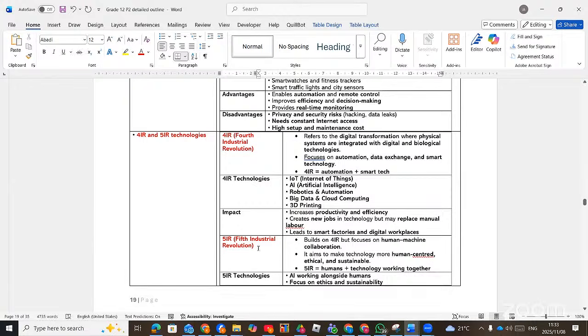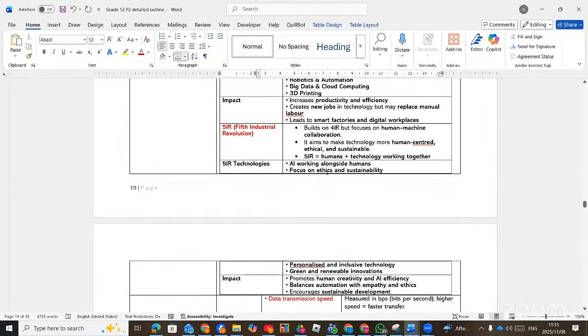But the 5IR, they add upon the 4IR, but then they focus on human-machine collaboration. So they have the 4IR, and then they add the human and the machine together. That's the 5IR. So to remember these two, 5IR is the human together with the 4IR put together. The 4IR is a combination of the smart technologies and automation, so that you'll be able to compare them. They can ask you that type of question. 5IR technologies like AI work alongside human beings, focusing on ethics and sustainability.